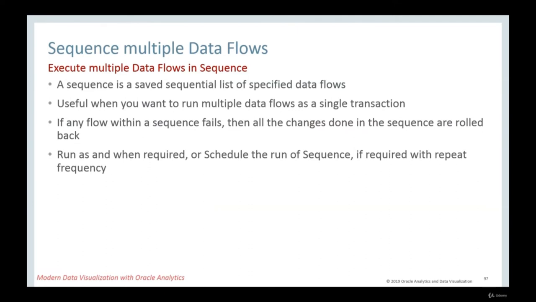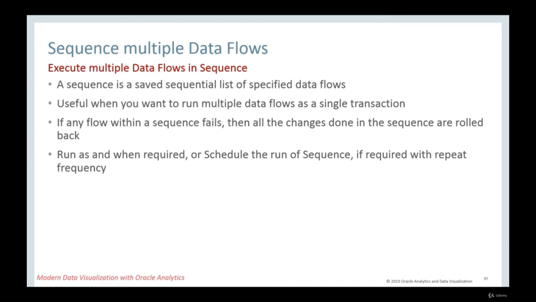If we have long list of operations, it is advised to break up the processes into multiple processes. Therefore, we could have multiple data flows and then a sequence to bring together all the processes. If any flow within a sequence fails, then all the changes done in the sequence are rolled back. You can schedule sequence in Oracle Analytics just as it was available for individual data flows.